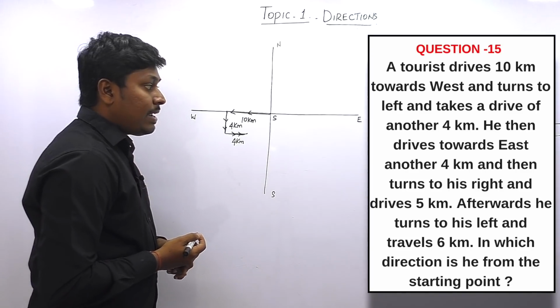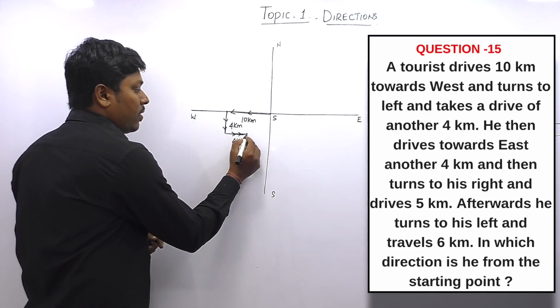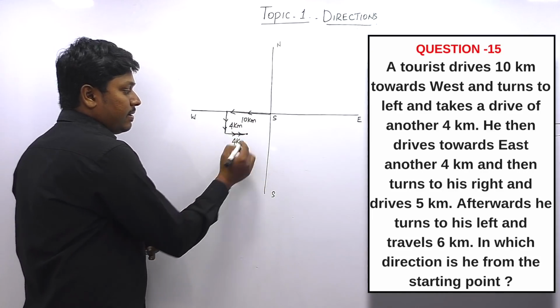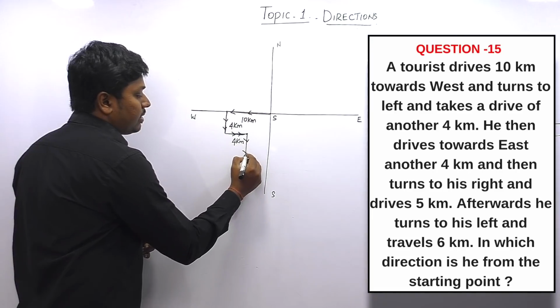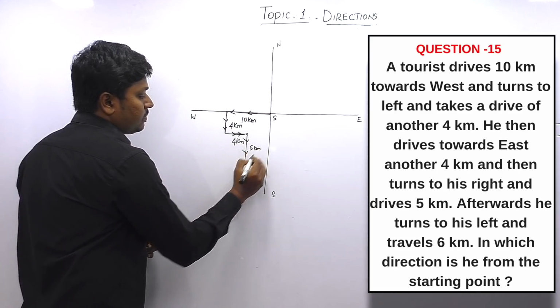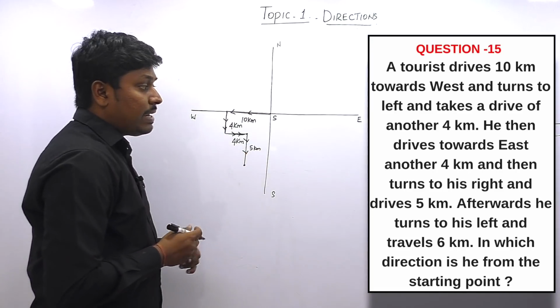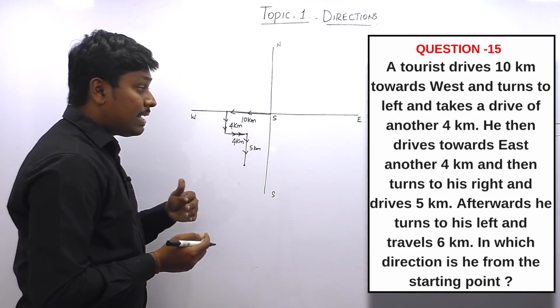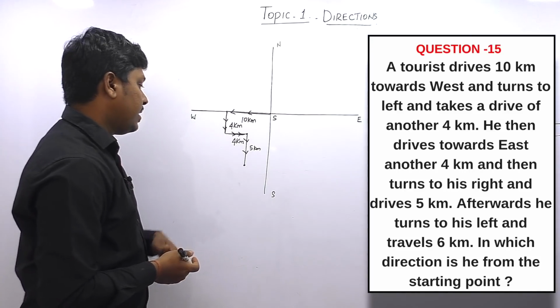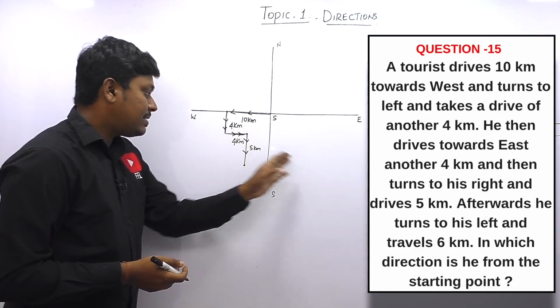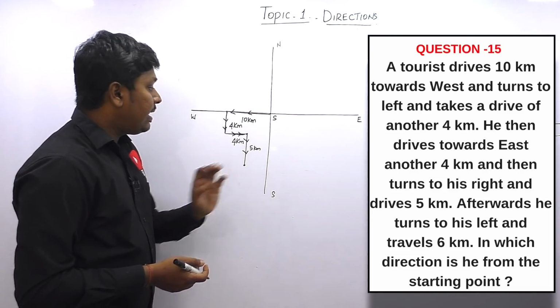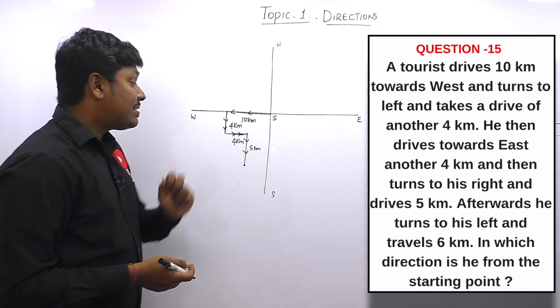And turns to right and drives 5 kilometers. So from this point, the driver takes a right turn, the right hand side will be this side, and he is driving a distance of 5 kilometers. And finally, afterwards, he turned towards left and traveled 6 kilometers. So if the driver is driving a bus or a car in this direction, the left hand side will be this side, and he is taking a left turn and driving 6 kilometers.